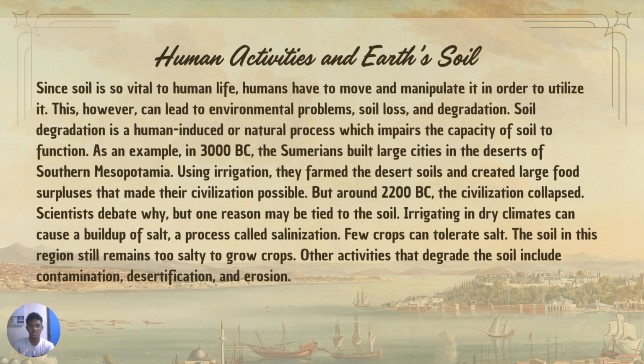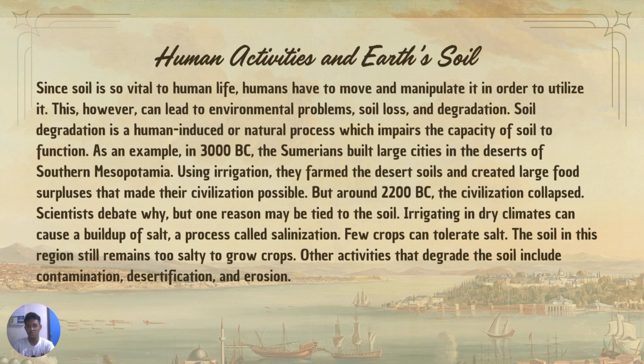Human activities and earth soil. Soil is crucial for human life, but its misuse can lead to degradation, reducing its ability to function. The Sumerians' irrigation of desert soils around 3000 BC helped their civilization thrive but eventually led to soil salinization, which harmed crop production and contributed to their collapse by 2200 BC.